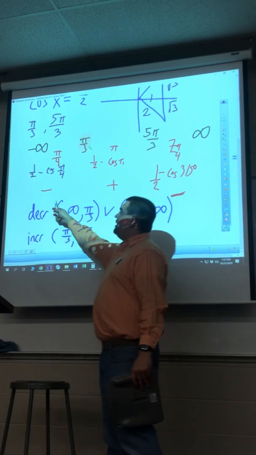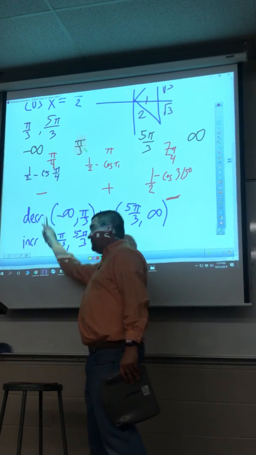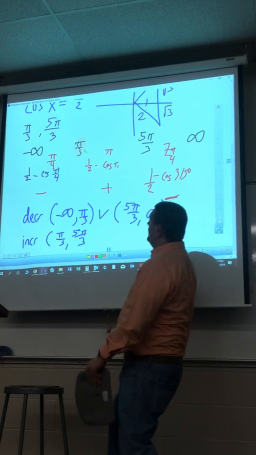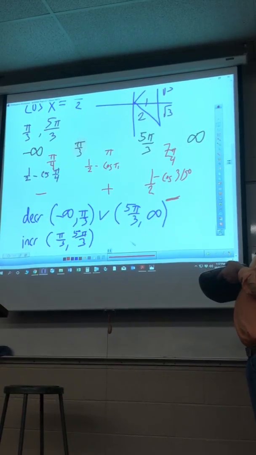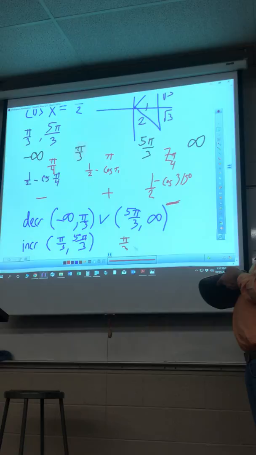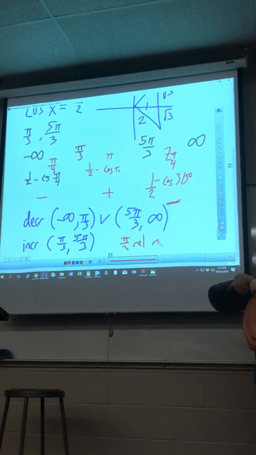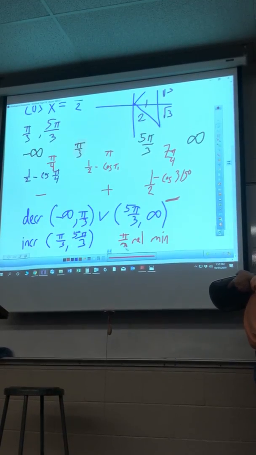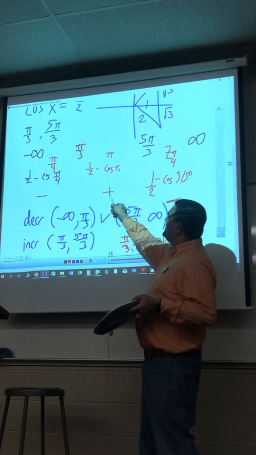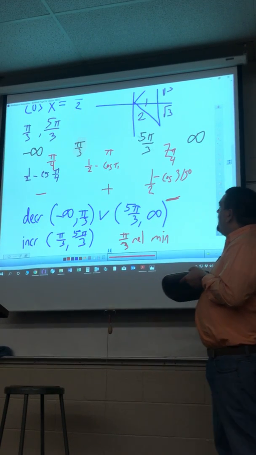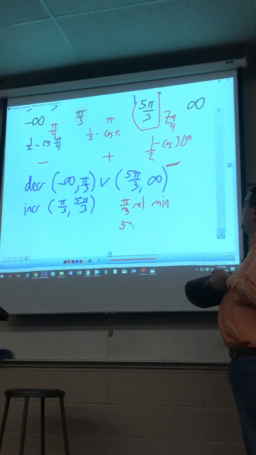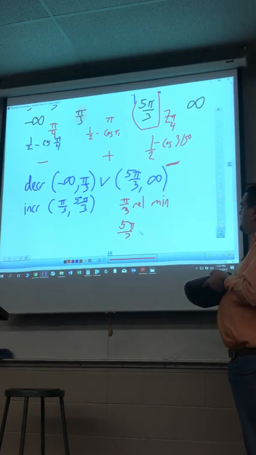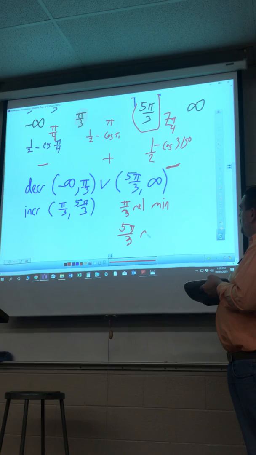Guys, it's going from decreasing to increasing. Therefore, you should also know how to write this down as well, guys. Make sure you know pi over 3 is a relative min. And then if f prime changes from positive to negative, that means this number here is a max.